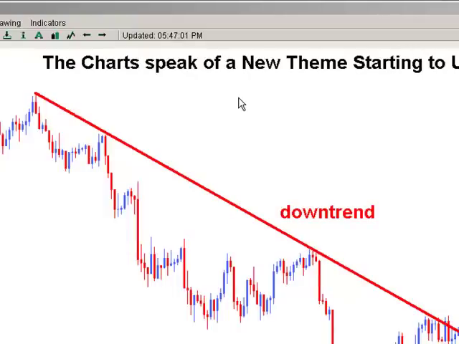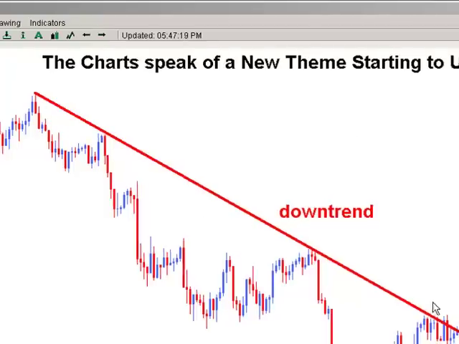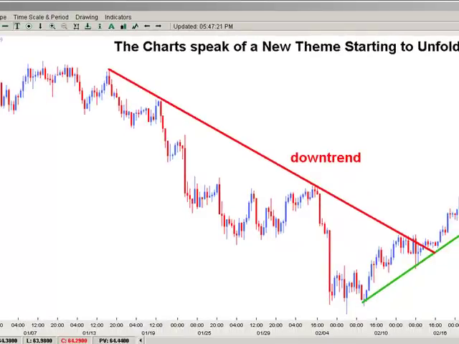I had gone through the daily charts and was going through the 4-hour charts, and I saw a new theme that I believe may be emerging. And you can see this new theme just by drawing your trend lines, connecting your highs on your downtrends, connecting your lows on your uptrends.